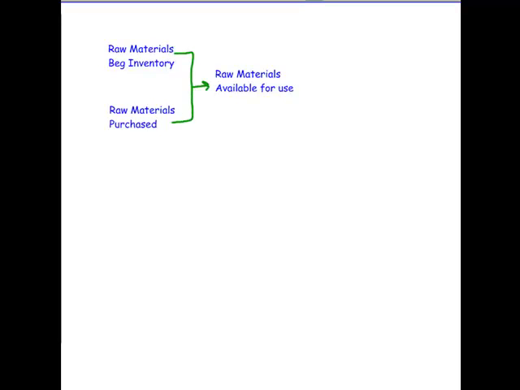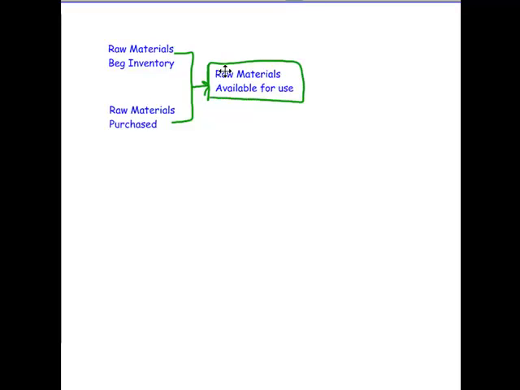All right, so where we start with the calculation for cost of goods manufactured is always with the raw materials. So we're going to take the raw materials that a company starts with at the beginning of the year, and we're going to add to that all of the raw materials that get purchased during the year. Now, if you add those two things together, they're going to equal the raw materials that are available for use in production. So just like the last example, if you add these two things together, they're going to equal the raw materials available for use.